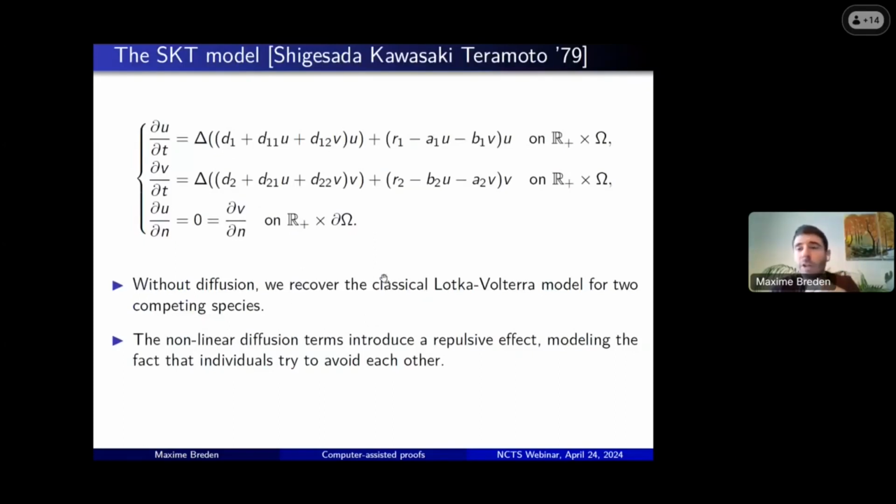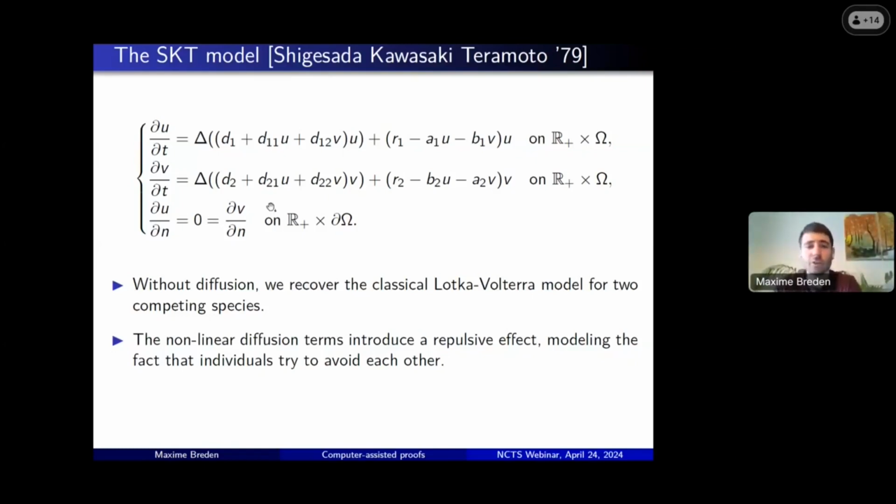It's now called in the literature the SKT model, after the name of the authors who introduced it in the late 70s. It's a system of two coupled PDEs, where if you look only at the reaction terms, this is just the Lotka-Volterra equations with the sign saying that you have competition between the two species. So I have minus for the UV terms here, and also minus for the UV terms in the second equation.